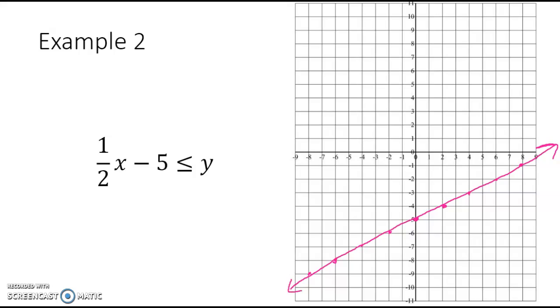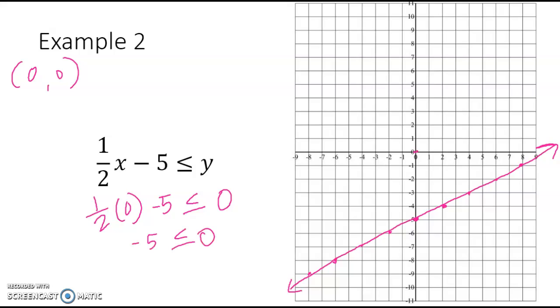And now I want to pick an ordered pair, and I want to see if it makes that inequality true. So again, I'm going to pick the ordered pair 0, 0 because it's easy to plug in. Using the point 0, 0, the origin, I want to see if that satisfies this inequality. So let's see, 1/2 times 0 minus 5 is greater than or equal to 0. Well, 1/2 times 0 is 0. Negative 5 is less than or equal to 0.